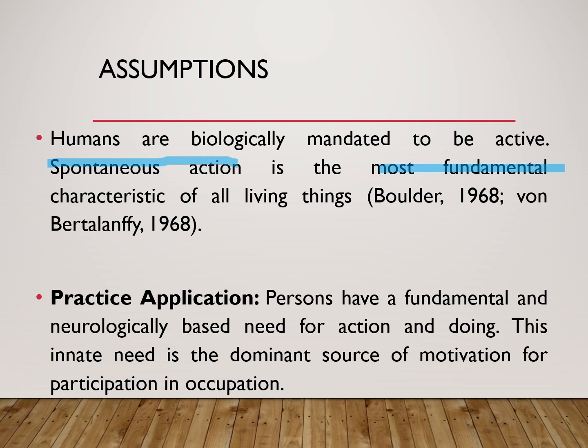Practice application: persons have a fundamental and neurologically based need for action and doing. This innate need is the dominant source of motivation. So we have a need for action and doing, and it is the dominant source of motivation for participation. So we need to learn. You need to be a student, and to do that you have to study, right? That is the action and doing of being a student.